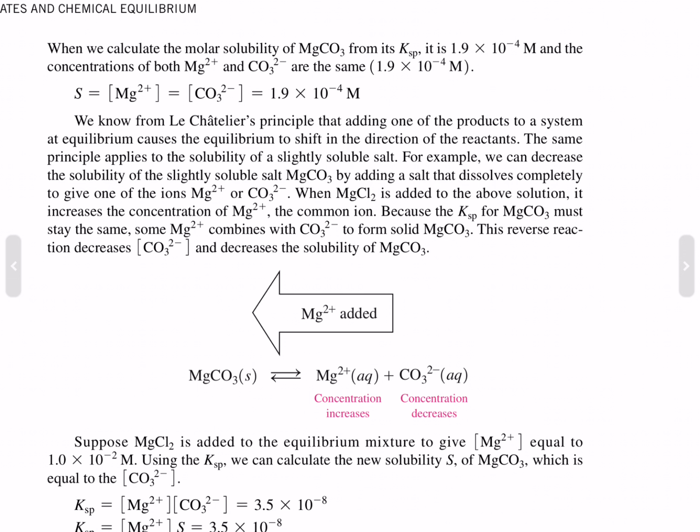The same principle applies to the solubility of a slightly soluble salt. For example, we can decrease the solubility of magnesium carbonate by adding a salt that dissolves completely to give one of the ions, magnesium or carbonate. When magnesium chloride is added to the solution, it increases the concentration of magnesium ion, the common ion. Because the Ksp for magnesium carbonate must stay the same, some magnesium ion combines with carbonate to form solid magnesium carbonate. This reverse reaction decreases the concentration of carbonate ion and decreases the solubility of magnesium carbonate. So by adding an ion that's common to the slightly soluble salt, you drive the reaction back toward where it's hardly soluble at all.